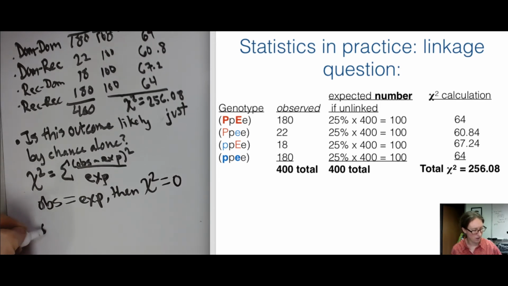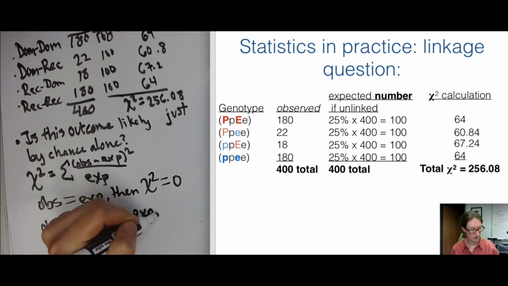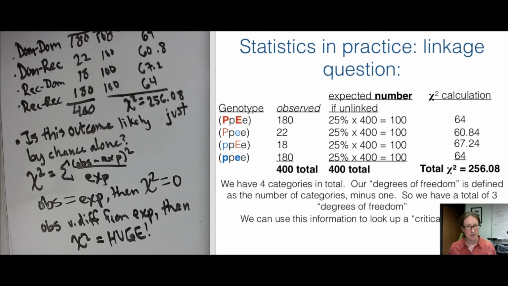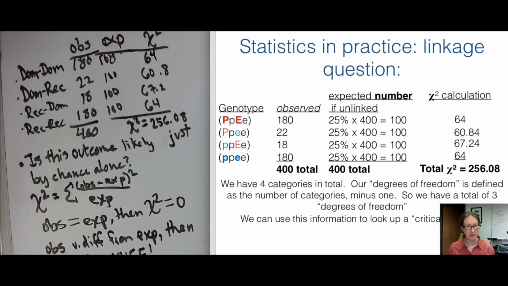And if your observed numbers are really different, then your chi-squared value is going to be huge. So this is starting to look huge, but how big does huge have to actually be? So that's where we come back to looking up a critical number.